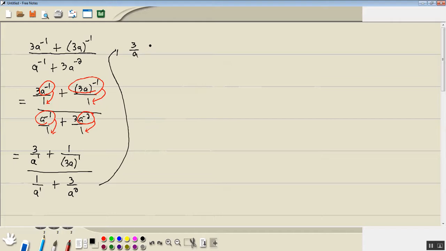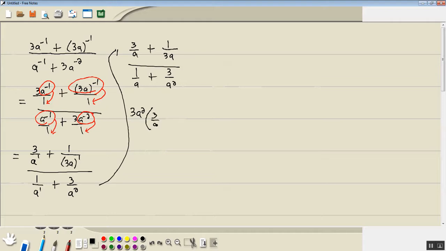So we'll have 3 over a plus 1 over 3a. Those first powers don't do anything. 1 over a plus 3 over a squared. Now we want to figure out what our LCM is of all our inner denominators. First off, I notice this one's got a 3, so 3 has to be part of it. Now this is a to the first, this is a to the first, this is a to the first, this is a squared. Remember, we'll go with the one with the largest power, so we'll go with a squared. So our LCM is going to be 3a squared.